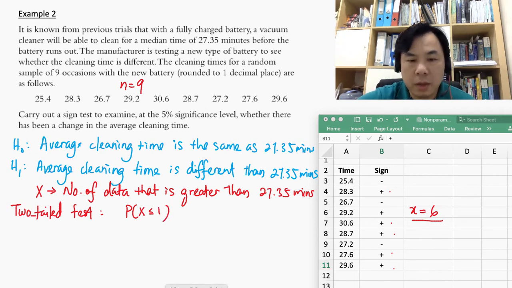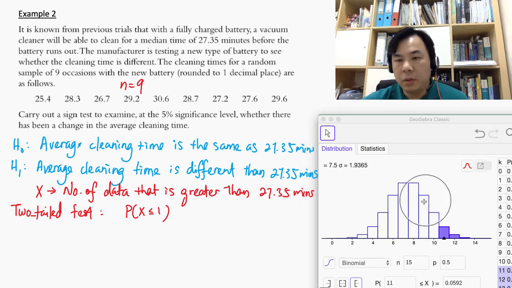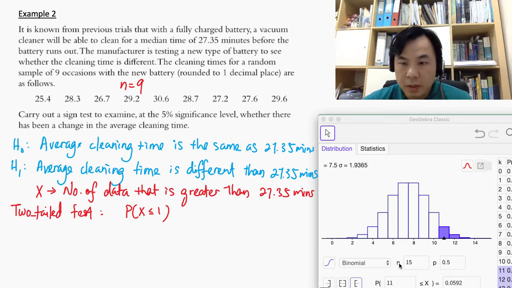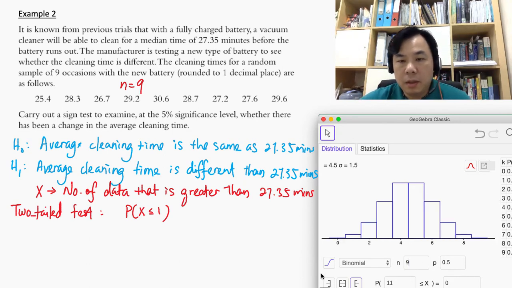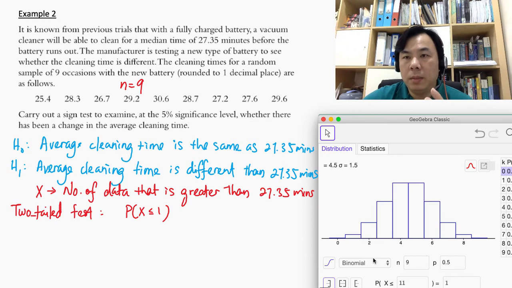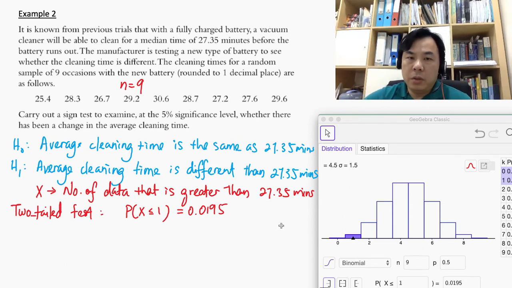Just let me get my calculator there and then see. X is equal to 6. Let me clean this up first. We'll use that shortly. This is a sample size of 9. We are looking at the lower boundary first, so anything less than or equal to 1, for instance. Anything less than or equal to 1 is 0.0195, which is still in the rejection region of 5% here.